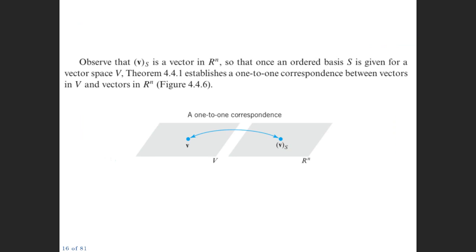So the idea is we're starting with some vector v in a vector space capital V, and then that's going to give us a coordinate vector in Rn. That's going to be a one-to-one correspondence.